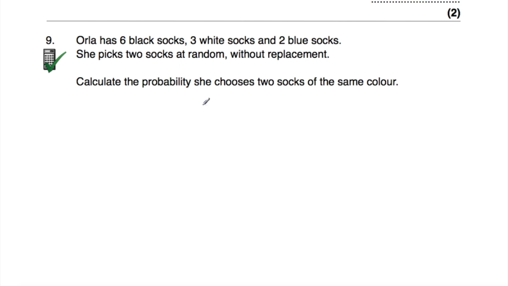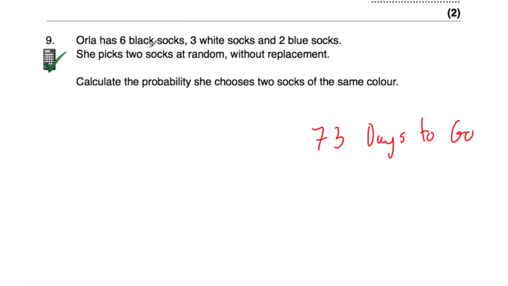And the question is: calculate the probability she chooses 2 socks of the same colour. So in terms of this question, if you need a hint on it, 73 days to go covers conditional probability. So this is conditional probability. And if you need any extra help, watch this video, 73 days to go.